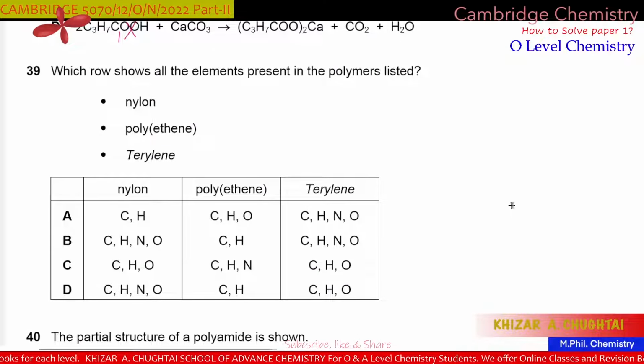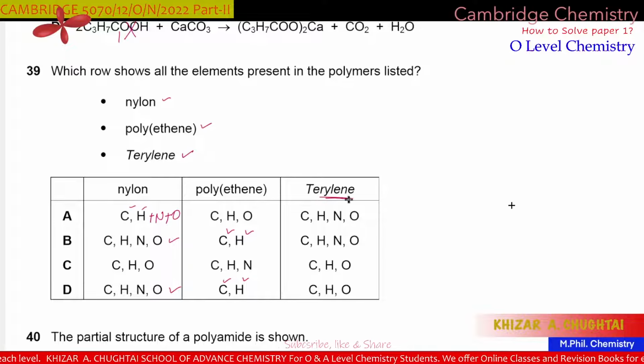Question number 39. Which row shows all the elements present in the polymers listed? Nylon, polythene, terylene. Nylon has carbon, hydrogen, plus nitrogen, plus oxygen. So either B or D may be the correct option. In the case of polythene, only two elements are there, carbon and hydrogen, again B or D may be correct. And terylene is an ester and it does not have nitrogen. It has carbon, hydrogen and oxygen. Yes. So the last row, D, is the correct option.